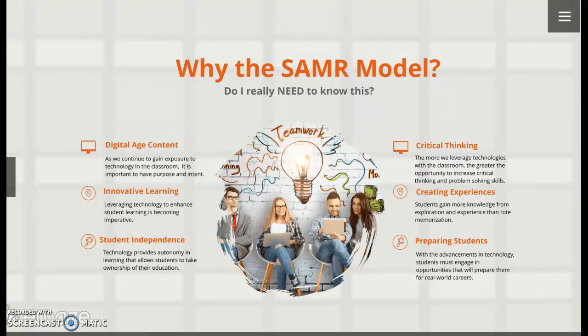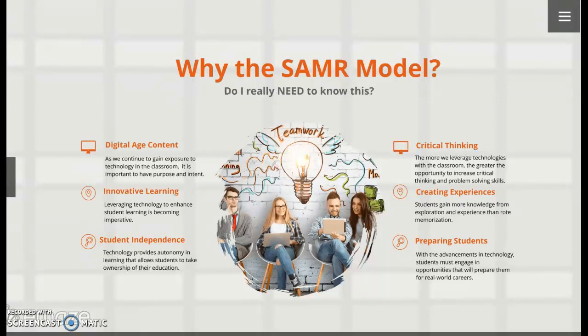Another consideration is that leveraging technology to enhance student learning has become imperative, and what that's doing is allowing for innovative learning, where students can start to personalize their own learning and create their own digital path to be successful in the classroom. This also leads to student independence. So when we're looking at student independence, we're considering that technology provides a sense of autonomy in learning that's allowing students to take ownership of their own education, which is ultimately our goal as teachers and what we would like students to do.